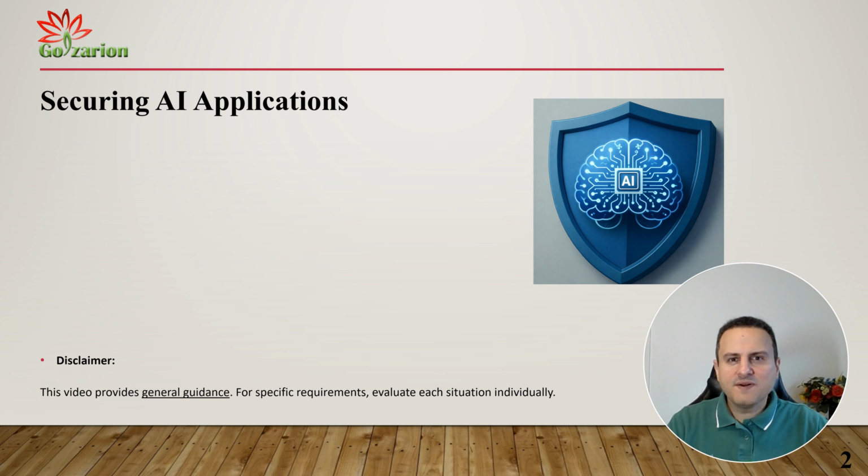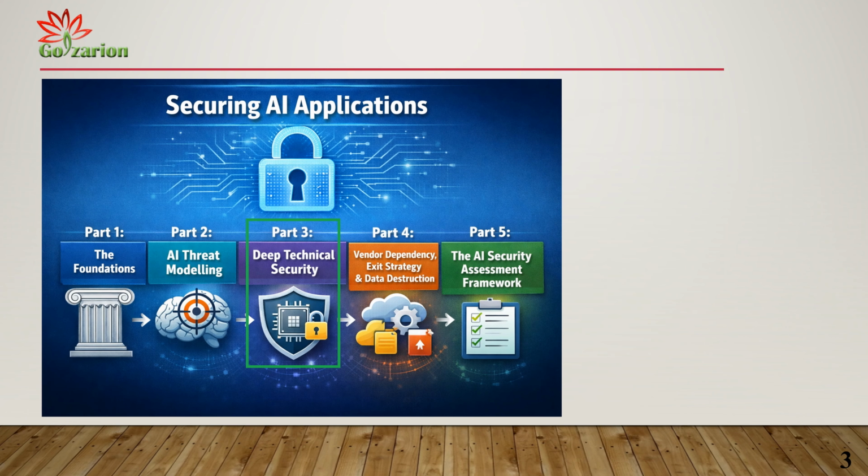This is a 5-part short series where I highlight the key areas every cybersecurity architect must assess when reviewing an AI solution. Part 1 was the foundations. Part 2 was AI threat modeling. Today is Part 3, deep technical security, the controls under the hood that actually enforce security.